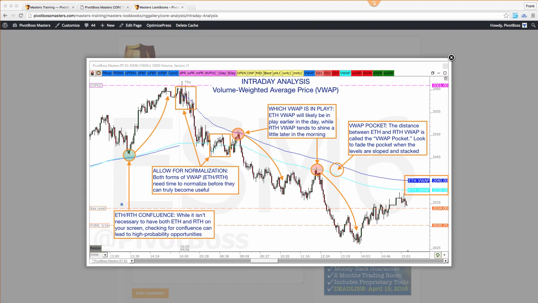The other thing to consider is that when ETH and RTH form confluence, it's a good opportunity. It really is, especially in a sloped environment. So you can see right here, ETH and RTH VWAP almost one and the same. So when price comes back toward that area, it makes for a nice buying opportunity late in the day. And that is late in the day, in the last hour and a half of the session. So, moves can turn out very, very nicely even later on in the day.